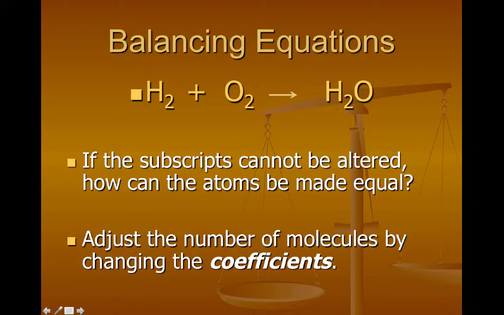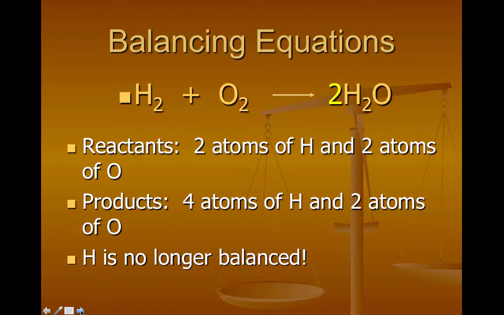The subscripts can't be altered, as we said just a few minutes ago. How can the atoms be made equal? You adjust the number of molecules by changing the coefficients, basically putting the numbers in front of each element or compound. The reactants have 2 atoms of hydrogen, 2 atoms of oxygen. In order to balance this, we need to get 2 oxygen on the product side. So we have to put a coefficient of 2 over here.